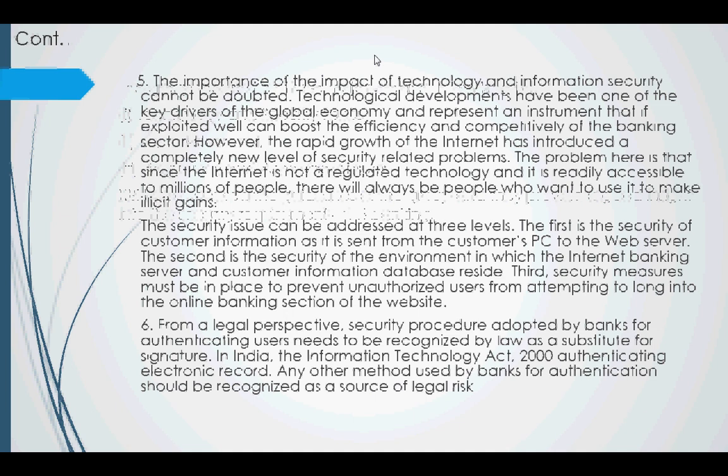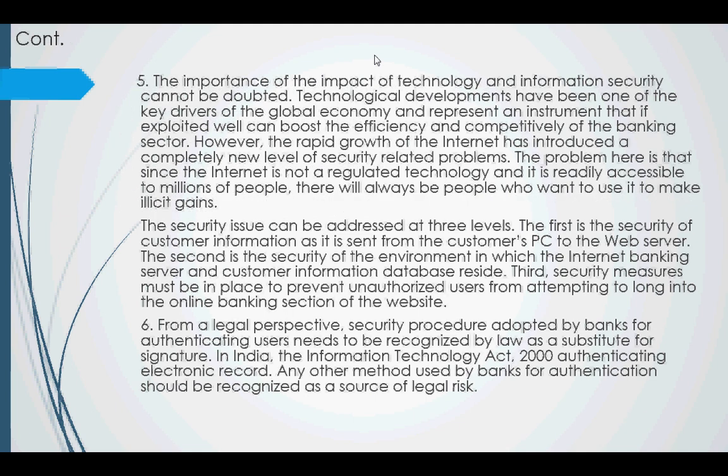Fifth, the importance of the impact of technology and information security cannot be doubted. Technological developments have been one of the key drivers of the global economy and represent an instrument that, if exploited well, can boost efficiency and competitiveness among the banks in our country. However, the rapid growth of the internet has introduced a completely new level of security-related problems. The problem here is that since the internet is not a regulated technology and it's readily accessible to millions of people, there will always be bad people who want to use it to make illicit gains.